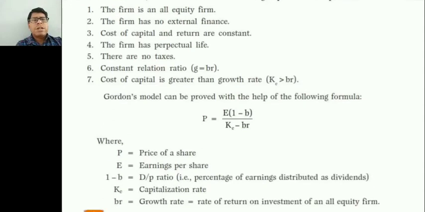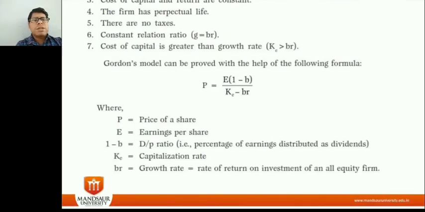Now the Gordon model says that P equals E, that is earnings per share, into (1 minus B), where B is the retention ratio, upon KE minus BR. BR is the growth rate, that is, the retention ratio times the rate of return on equity, for all firms.